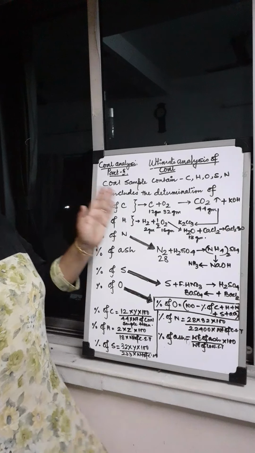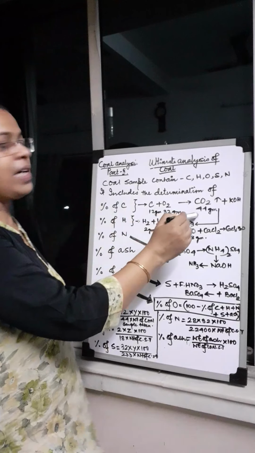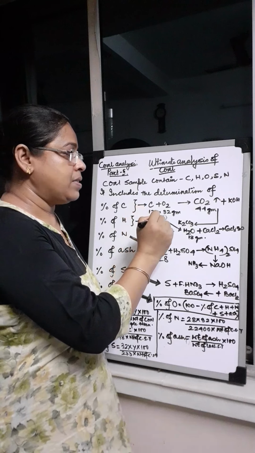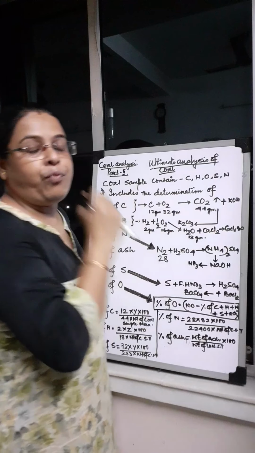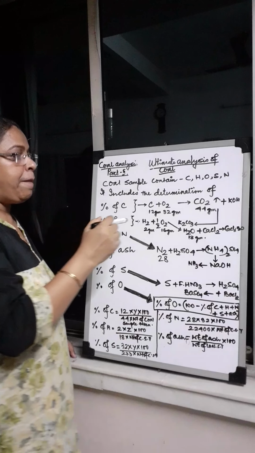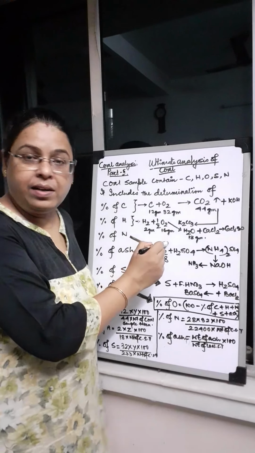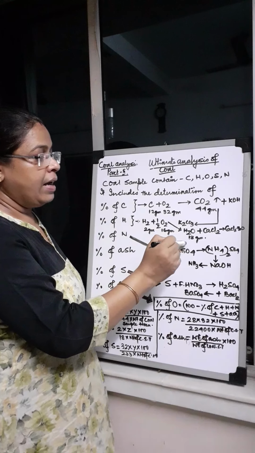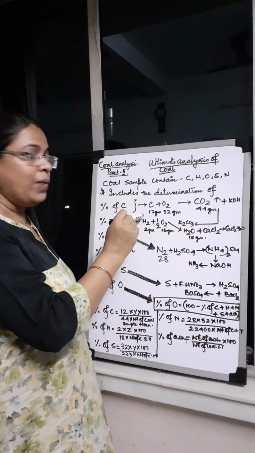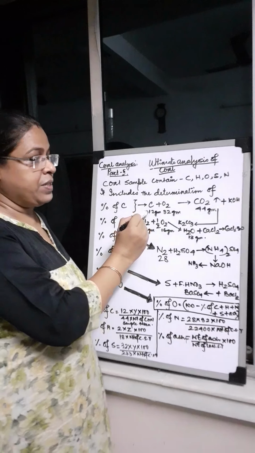You know that when carbon in the presence of sufficient oxygen undergoes combustion, it produces carbon dioxide. Carbon, its weight is 12 gram, plus oxygen 32 gram, forms 44 gram of carbon dioxide. Next, in the case of hydrogen, when it burns in the presence of oxygen, it forms water having weight 18 gram. In 44 gram of carbon dioxide, 12 gram of carbon is present.